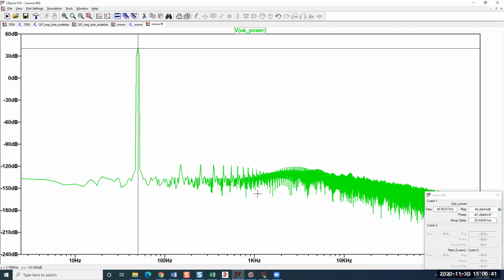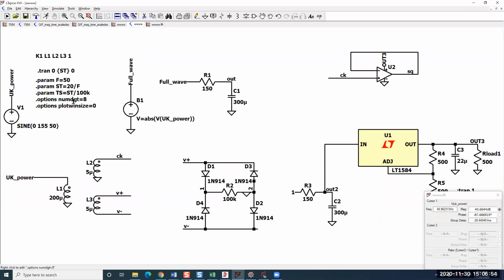Now, these peaks and things are really just noise of the digital calculation, and in order to get that noise floor so low, I set .options numdigits to double precision, and .options plotwinsize equals 0 is for no compression when it plots to the window, so that you're getting as accurate data as you can.